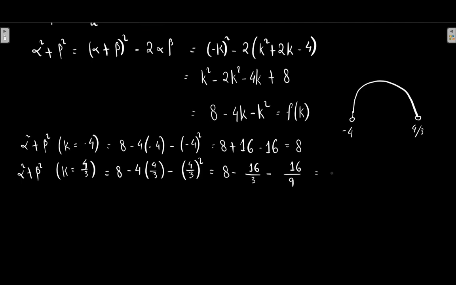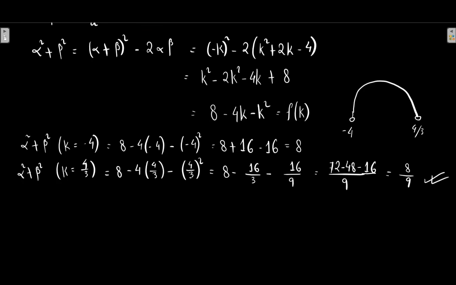Okay, so if we take the LCM, this 8 times 9 will become 72 minus 3 times 16, which becomes 48, and this is 16. So this becomes 72 minus 48, 48 and 16 becomes 64. 72 minus 64, this becomes 8 upon 9. So clearly 8 by 9 is less than 8. So the least possible value has to be this one, 8 by 9.